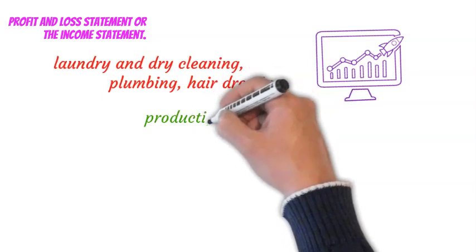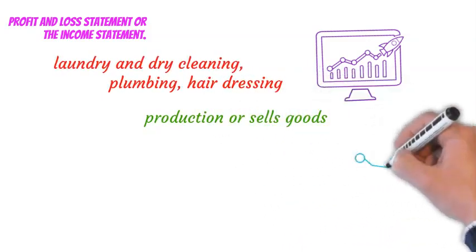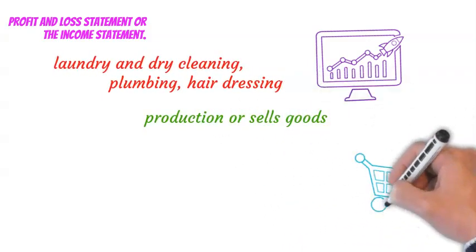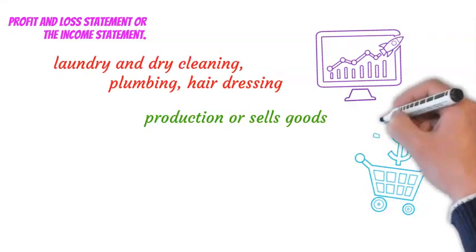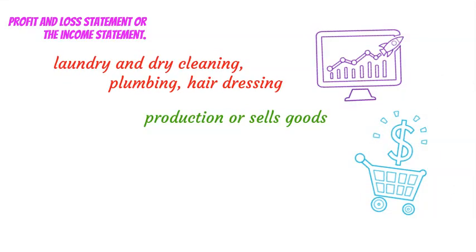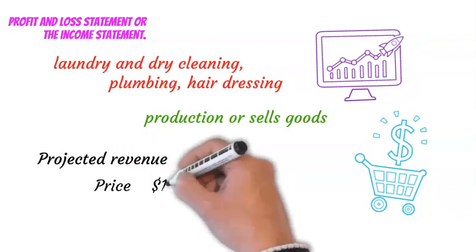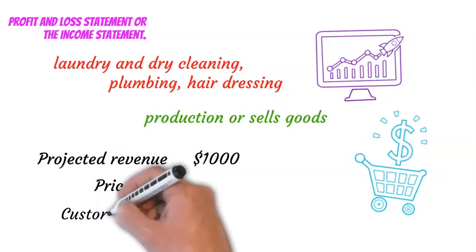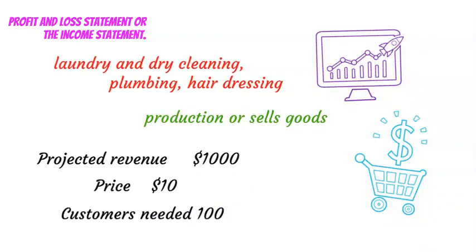However, where your business is into production or sells goods, the quantity of goods that you must sell to attain the revenue projected should be stated. For instance, if you project a revenue of $1,000 and your business charges $10 per customer, you will need 100 customers to achieve your revenue target.